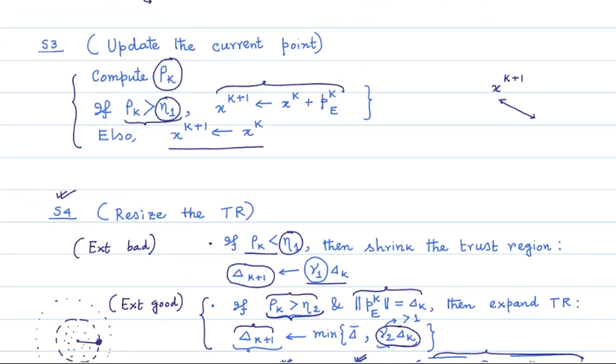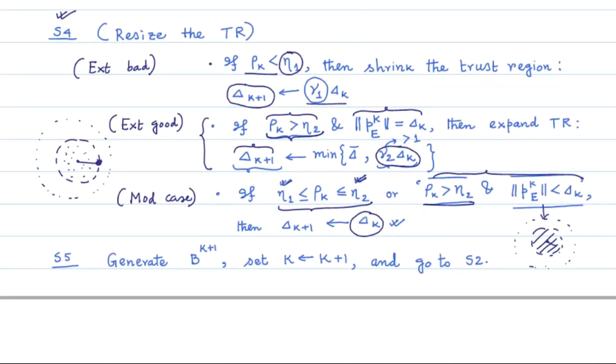Here in step 3, when rho k is bigger than eta 1, the next iterate is updated by xk plus the trust region step. However, when rho k is less than or equal to eta 1, we do not use the trust region step as the next iterate. When we take the trust region step as the next iterate, that case is called a successful step. And the case when we do not use the trust region step, we call an unsuccessful step.